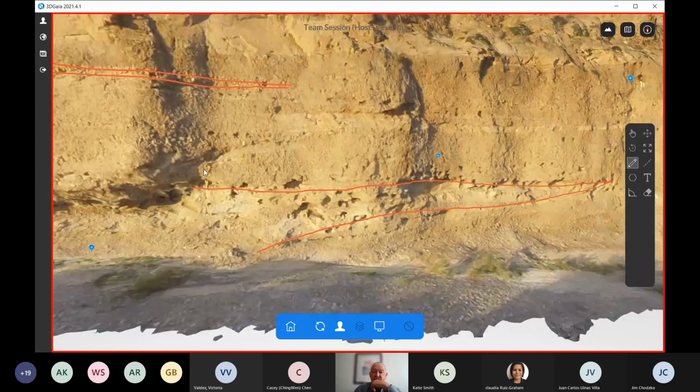So probably a lot of these sand bodies here are just remnants of what were once much more extensive sands that have been eroded away by subsequent flows that have moved gravel over the top of them.